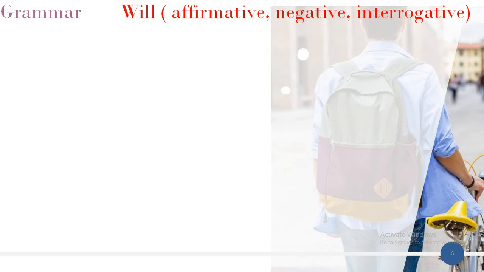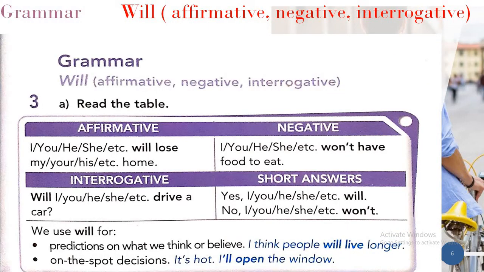You have the grammar of today, the form of a future, will. So, will: affirmative, negative, interrogative. The form of a future is will. So let's find out. This is the chart that you have in your student's book. A, read the table. Okay, let's read the table. We have will, as I have said, form of future. We have affirmative and we have negative.